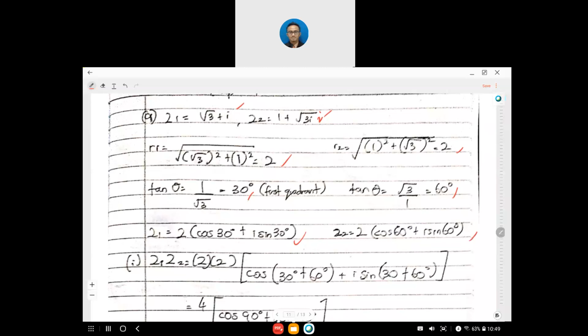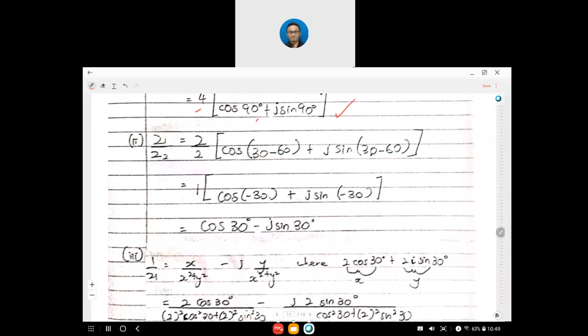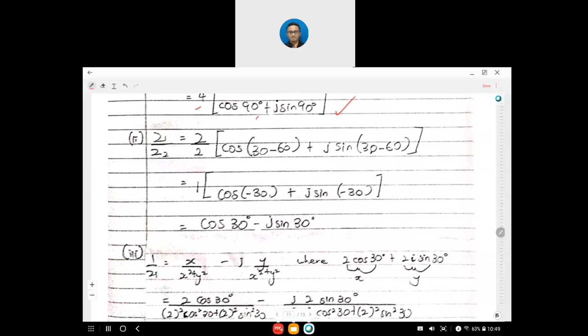Okay, next question 1, you want to find Z1 times Z2. So 2 times 2 become 4, and then the angle, when you want to find the multiplication, angle becomes summation. So 30 plus 60, you can get cos 90 plus i sine 90 is correct. Okay, question 2, Z1 divided by Z2. 2 divided by 2 is 1. Cos 30 minus 60 degree. Make sure symbol degree.